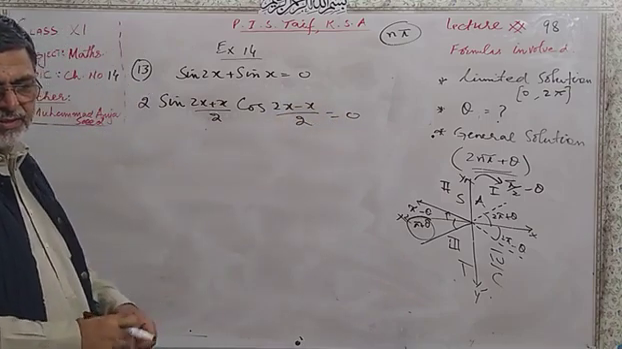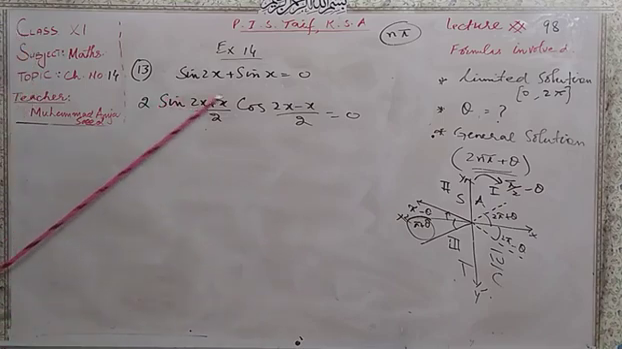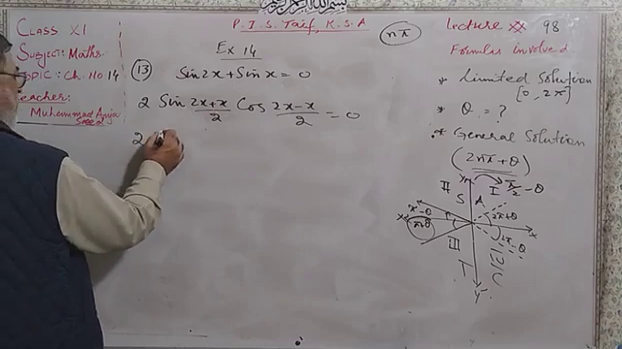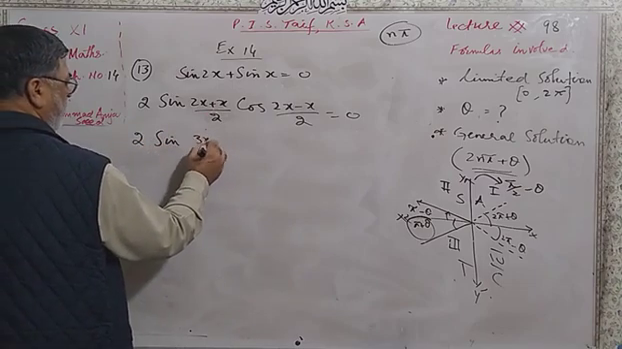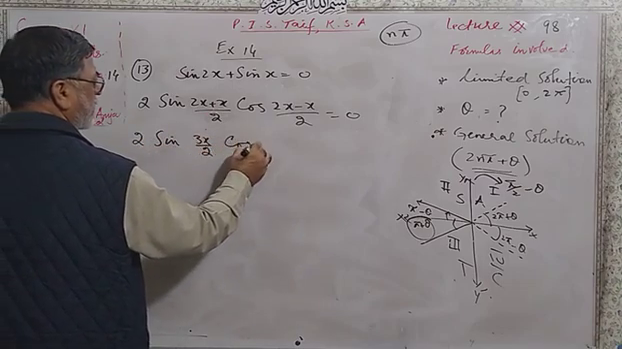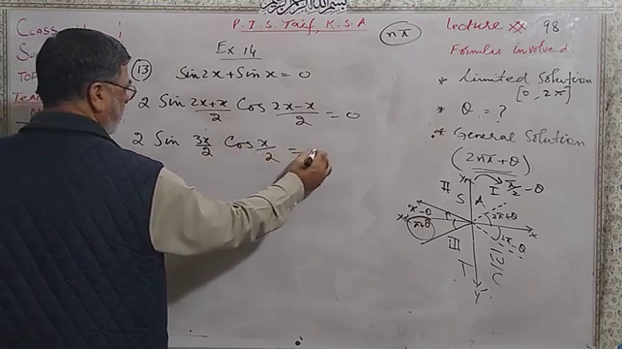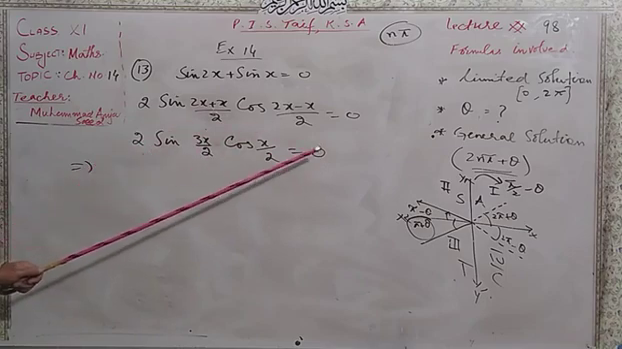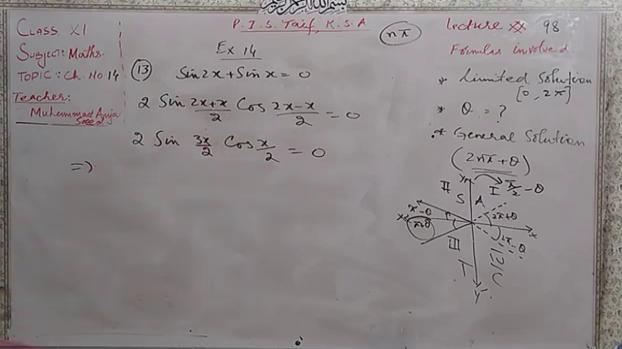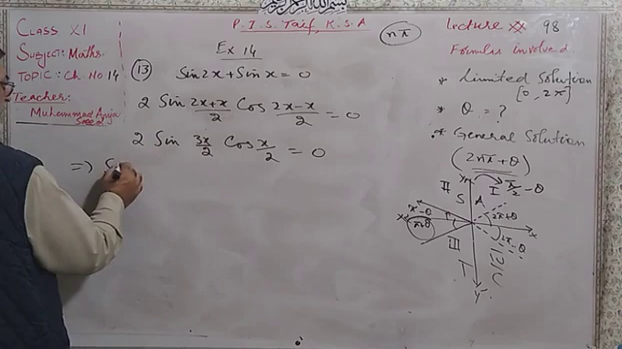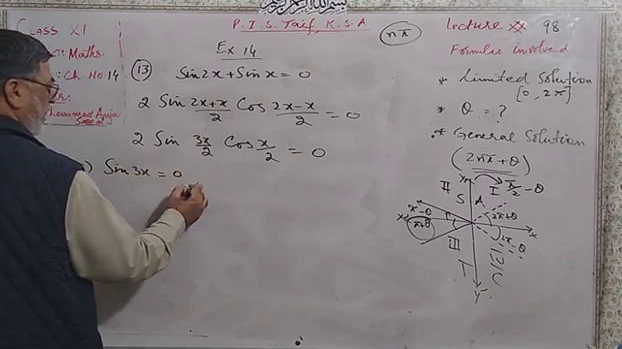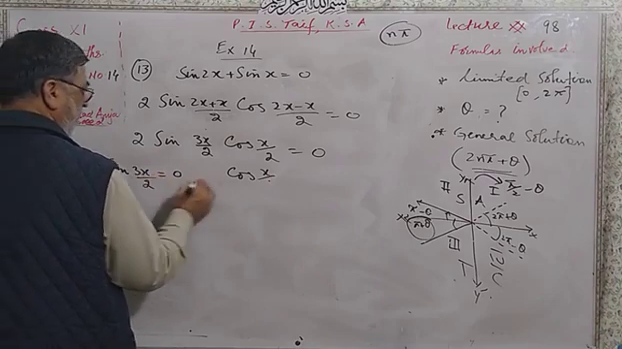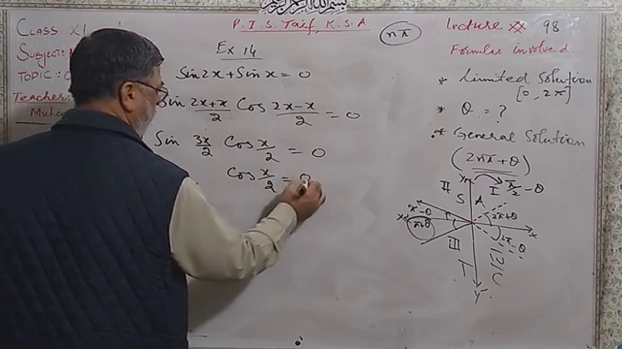We have 2 sine cos, first plus second over 2, first minus second over 2. 2 sin 3x over 2 cos x over 2 is equal to 0. Take this 2 to the right hand side, it will be 0 over 2, that becomes 0. So we have sin 3x over 2 is equal to 0 and cos x over 2 is equal to 0.